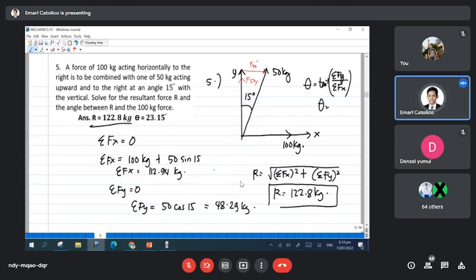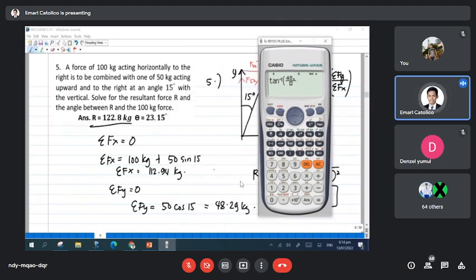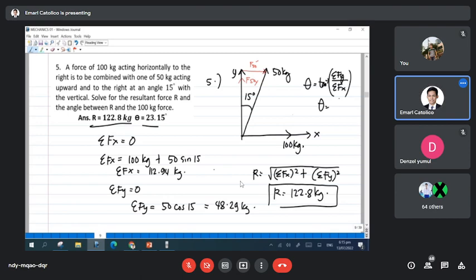So 48.29 divide 112.94. Okay, theta natin is 23.15. So ganun lang siya, no? As long as marunong ka gumawa ng diagram mo, madali lang siyang i-solve.